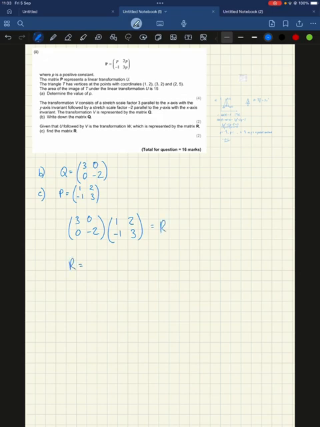So now we just multiply the matrices together. So 3 times 1 is 3, and then 0 times minus 1 is 0, so we're going to get 3, minus 6.